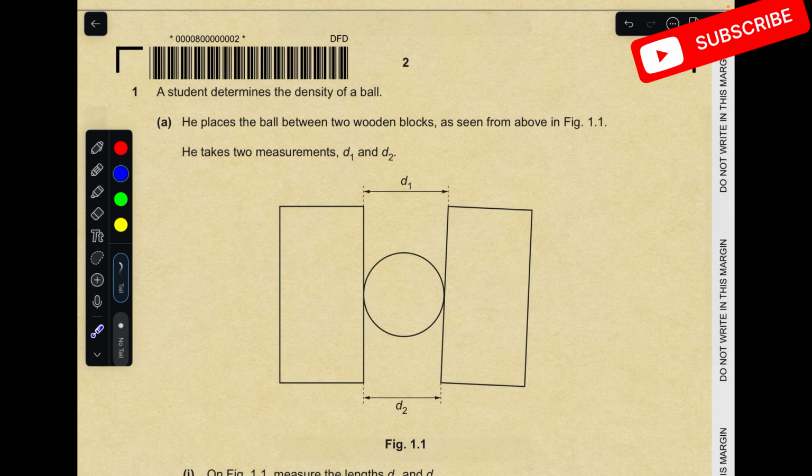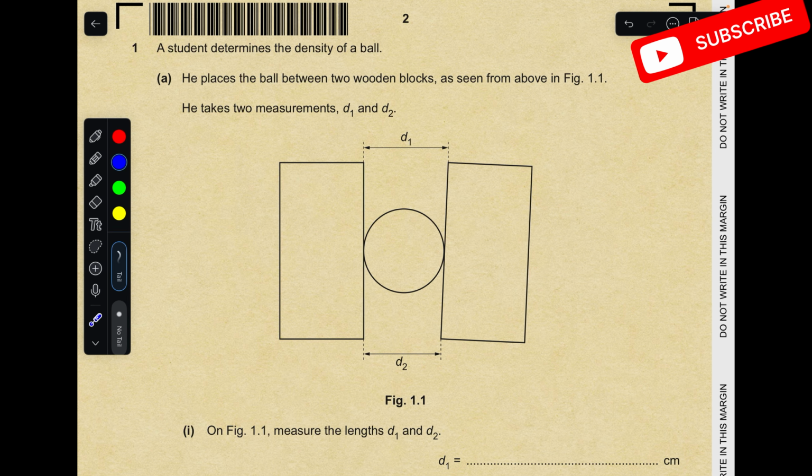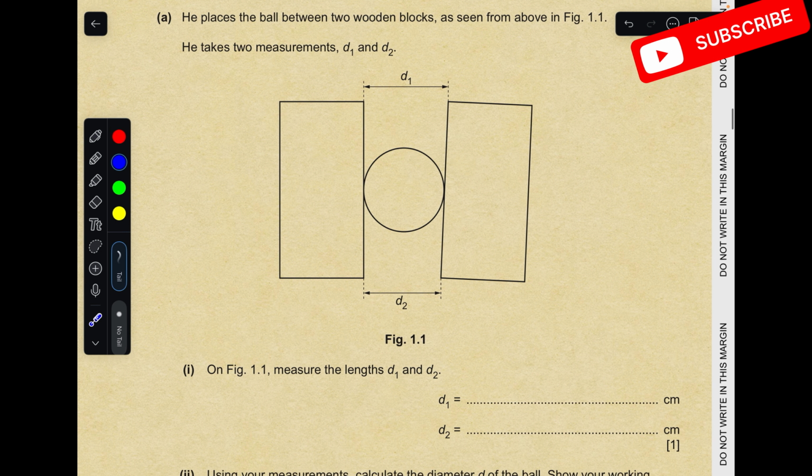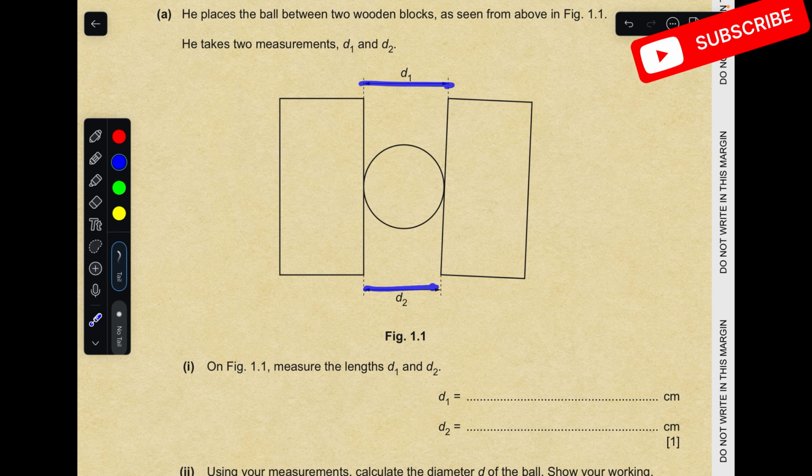What they're asking: a student determines the density of a ball. This is the ball they have given. He places the ball between the two wooden blocks as seen from above. He takes two measurements, D1 and D2. Measure the lengths D1 and D2. Whenever they say measure, it means you have to use the scale. You have to take the reading practically. So I'm using a scale here.